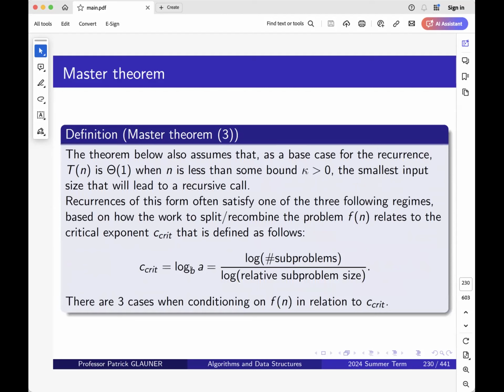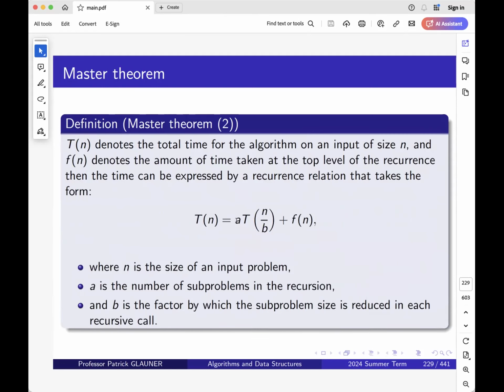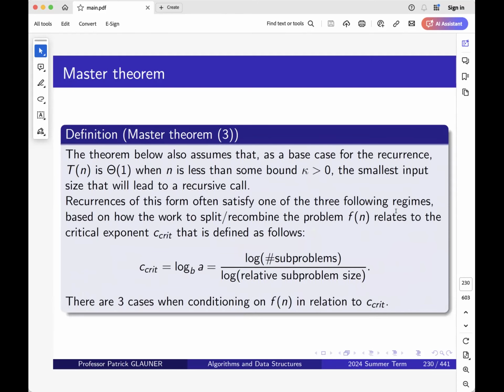And the master theorem now tries to, in the first step, we need to calculate something that we call the critical exponent, or C-crit. And the critical exponent is calculated as the log base b of a. Remember, a is the number of subproblems of the recursion, and b is by which we are reducing the size in the recursion.